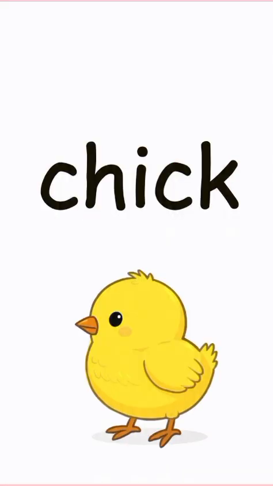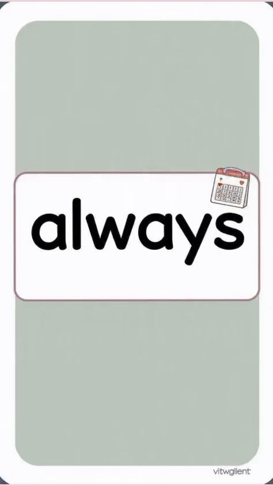The next word is chick. We clap one time. The word chick has one syllable. The next word is always. We clap always. We clap two times. That means the word always has two syllables.